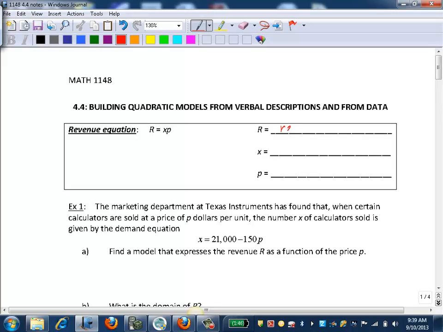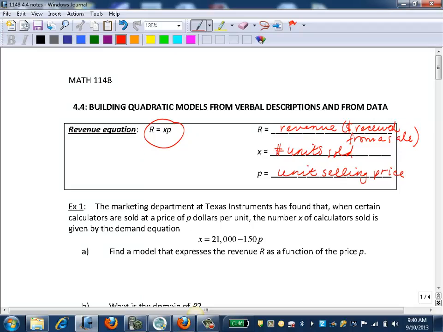So revenue, the money received from a sale, is the product of x, the number of units sold, and P, the unit selling price, so the price per unit. So when you solve these problems in this section, they're going to expect that you know that R equals XP equation. Okay, so our first example.